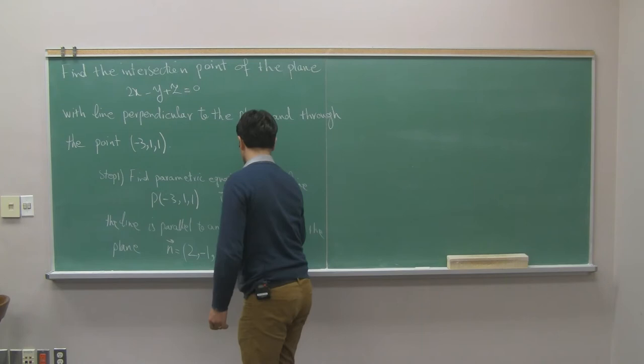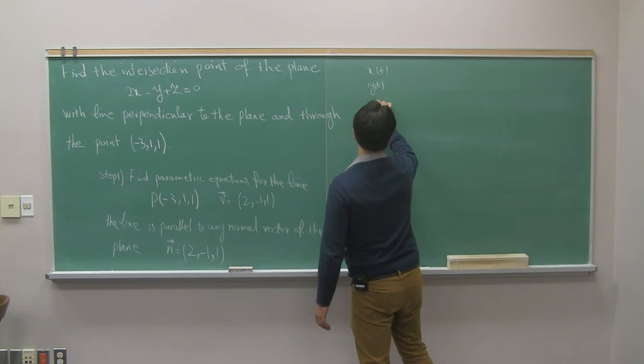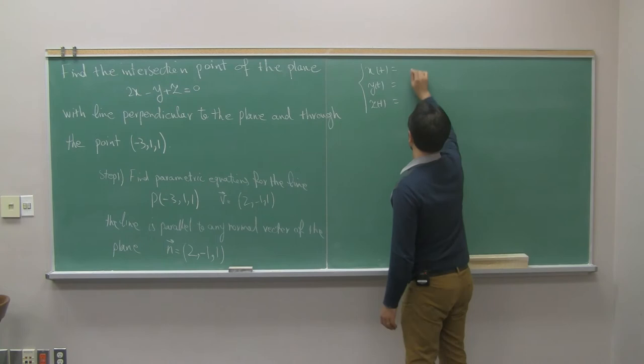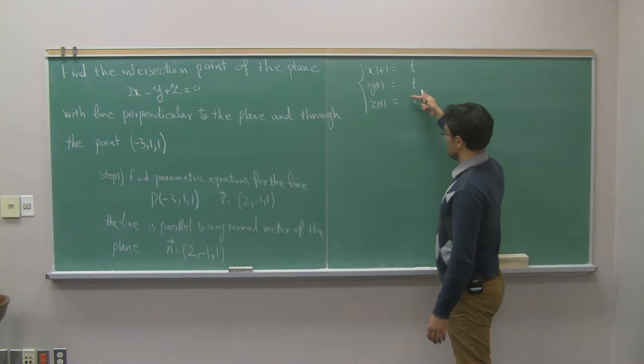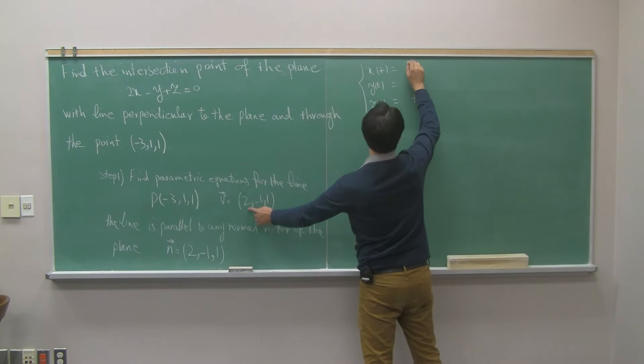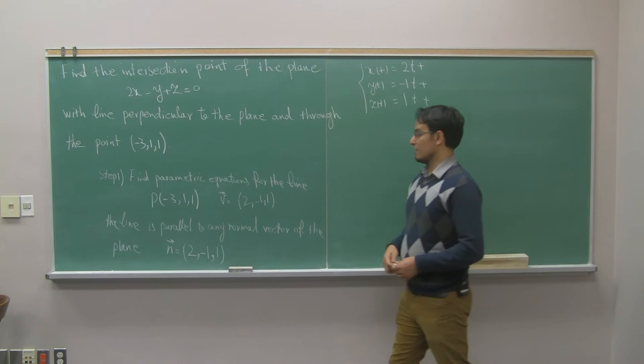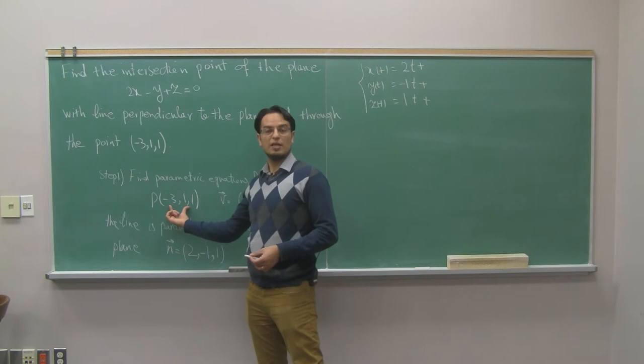I can go ahead and write down the parametric equations. In parametric equations, all three variables are functions of t, with exactly power 1 of t. The coefficient of t will be the corresponding component of the direction vector, the vector which is parallel to the line. So here it will be 2, negative 1, and 1. But I'm not done. I have to add a number to each equation, and those numbers are the corresponding components of the point through which the line passes. So I have negative 3, 1, and 1.